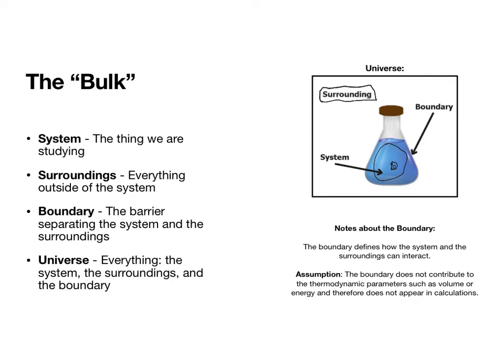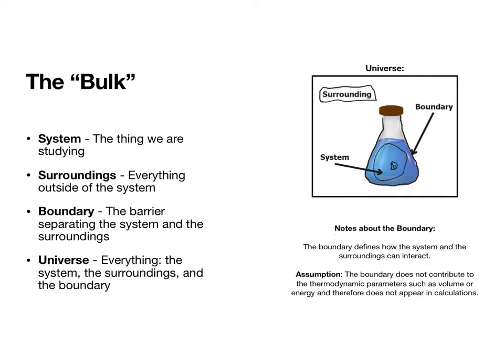Then we have to have some sort of barrier. This can be the glass of the container. This could be the walls of a balloon. This can be the edges of an atom. Ultimately, we need some sort of boundary that is separating the system from the surroundings. And then the universe is defined as everything: the system, the surroundings, and the boundary.